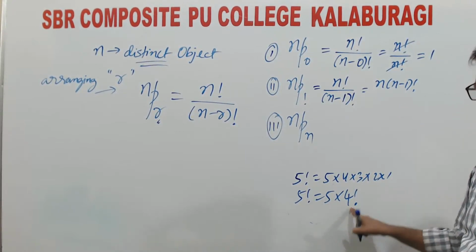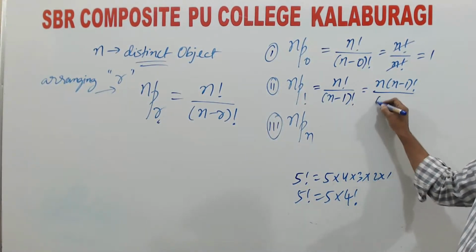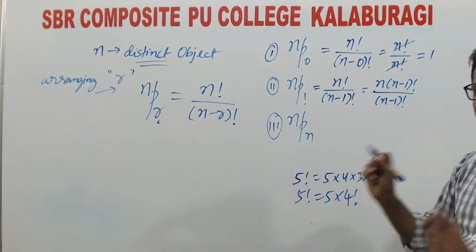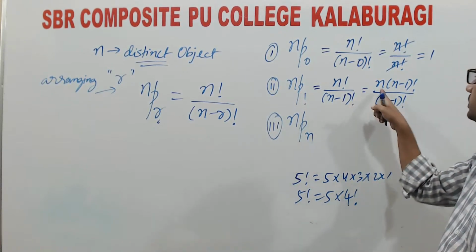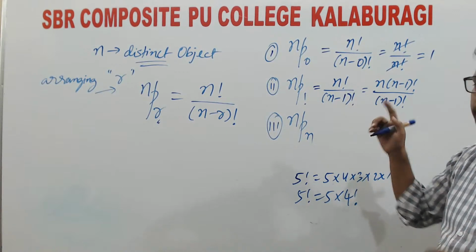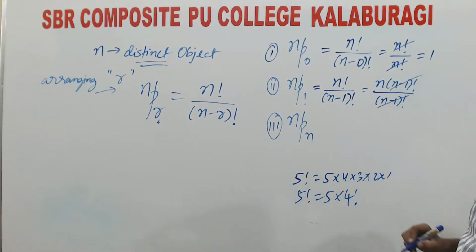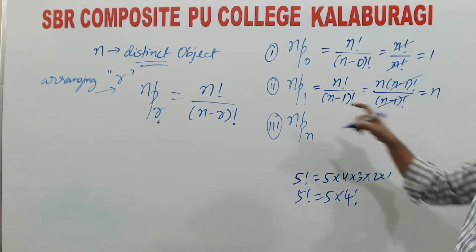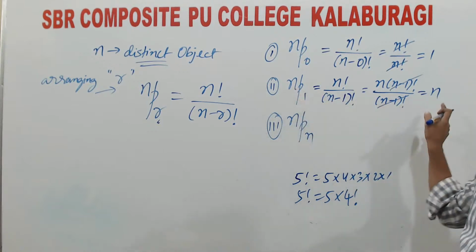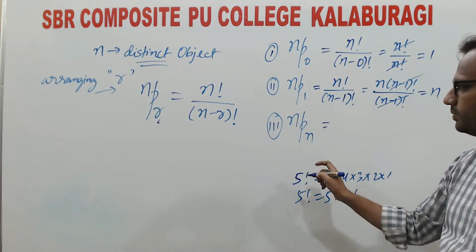5 minus 1 is 4 in that way. So, divide by n minus 1 factorial. According to the denominator, I will be splitting the numerator there. Got it? So, just cancel it. What do you get? N. So, nP1 is what here? nP1 is n.